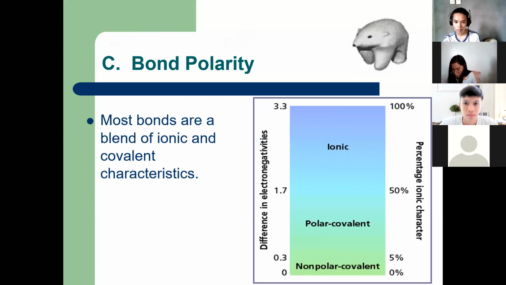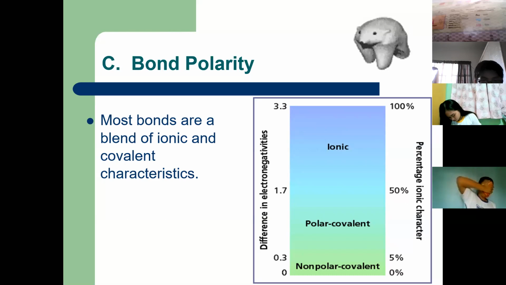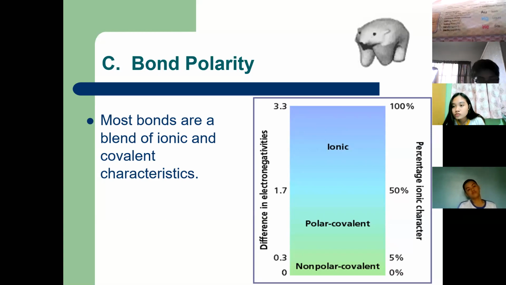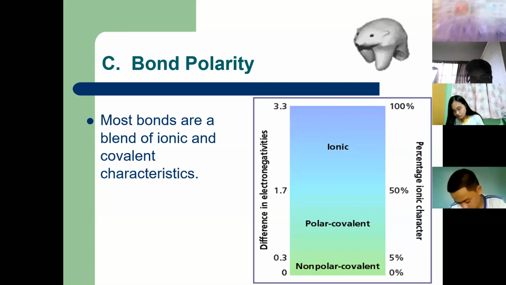Let's proceed with bond polarity, class. Since we're talking about covalent bonds, the polarity of a covalent bond is either polar or non-polar, depending on the differences between their electronegativity. How will you find the electronegativity in the periodic table, class? Look closely at the values. You can see the electronegativity word at the bottommost portion of the picture, in the bottommost value of the element in the periodic table.